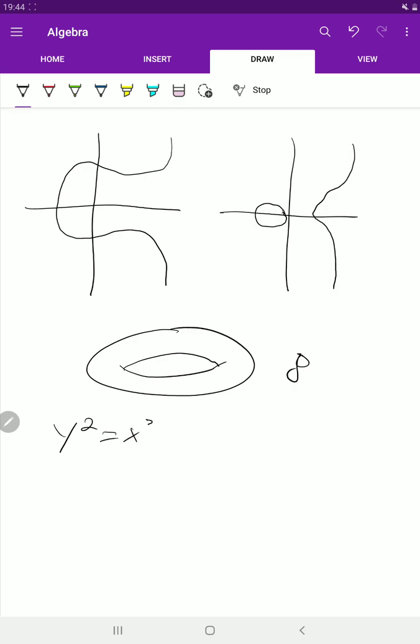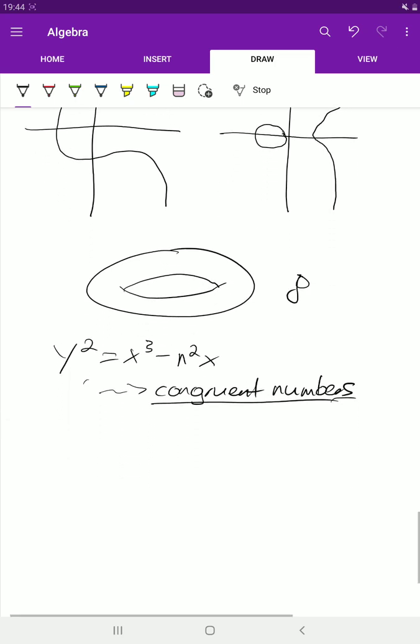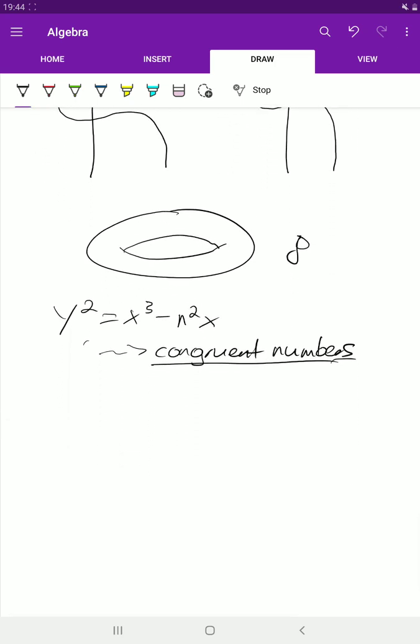of an elliptic curve. So if we have this elliptic curve, then this is related to congruent numbers, so of triangles. So that's something you can look up if you're interested. So there's a connection to certain triangles. Okay, so far about this.